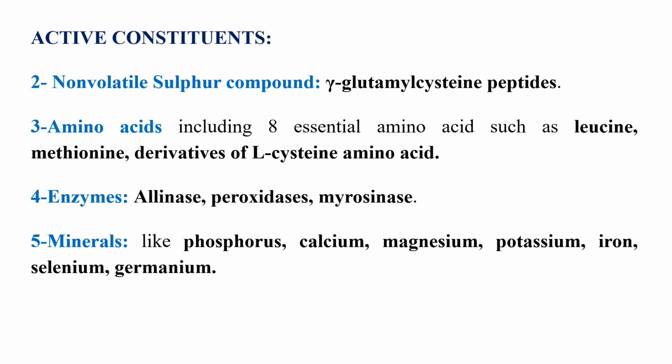Other types of active constituents present in garlic are non-volatile sulfur compounds and gamma-glutamyl cysteine peptides. Garlic also contains the essential amino acids needed for human health, such as leucine, methionine, and derivatives of L-cysteine amino acids. It contains enzymes as well, such as alliinase, peroxidase, and myrosinase.